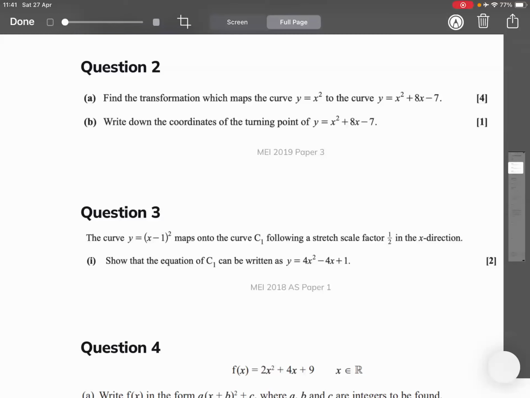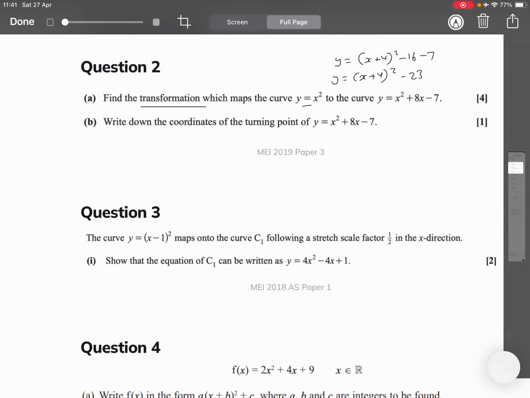Question 2 is about transformations. So whenever we do a transformation, we need to complete the square if it's for a quadratic, so it's easy to visualize the transformations. So if I completed the square, I'd get y equals (x plus 4) squared minus 16 minus 7, which is (x plus 4) squared minus 23.